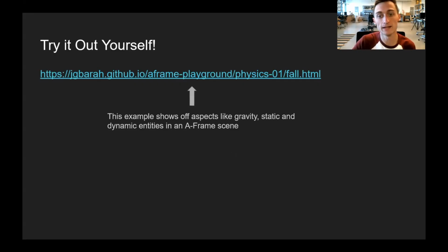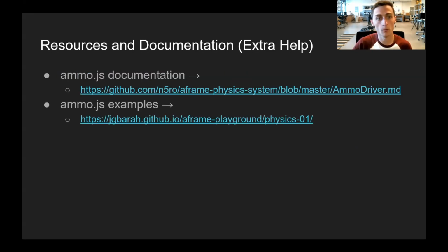All right, and then here's a quick example, an actual A-frame HTML file that you can put into your browser. And it's just a simple plane and 2 boxes. The 2 boxes are dynamic, so they fall to gravity. And the plane below them is static, so it doesn't move. And here are some more resources and documentation.